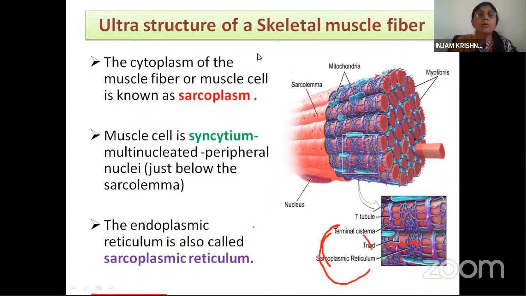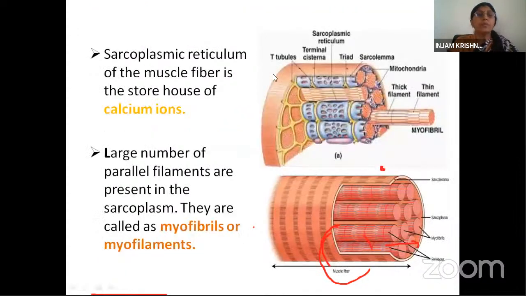Next, we are going to see the detailed description of the muscle fiber. Yes, already I told you, the sarcoplasmic reticulum of the muscle fiber is the storehouse of calcium ions. Yes, this is the sarcoplasmic reticulum. It stores the calcium ions, and a large number of parallel filaments are present in the sarcoplasm. They are called myofibrils or myofilaments. See here, these are the myofilaments or myofibrils.